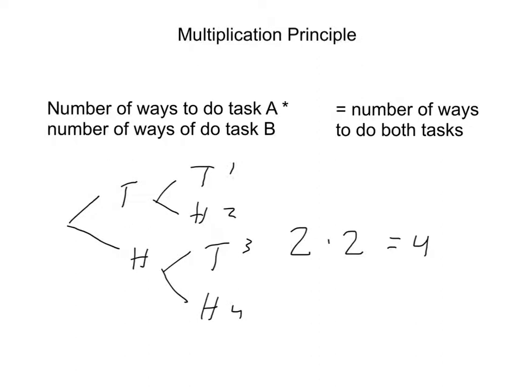There's something called the multiplication principle, which says that the number of ways to do task A times the number of ways to do task B equals the number of ways you can do both tasks. Let's use our tree diagram to see how this is true. Say task A is the first flip and task B is the second flip. There are two ways to do task A: you can get a tails or a head. And there are two ways to do task B: a tails or a head. So 2 times 2 is 4, and we count 1, 2, 3, 4 different outcomes.